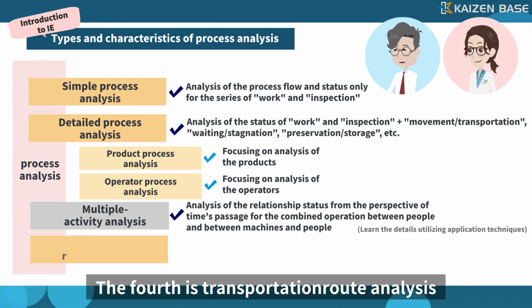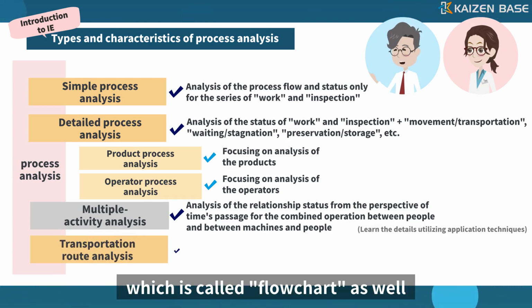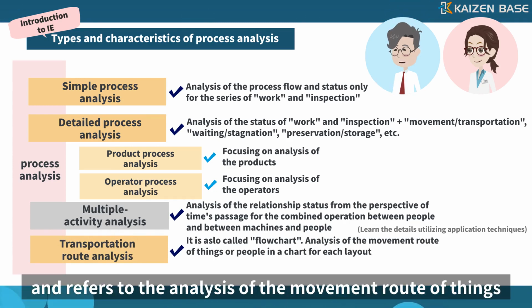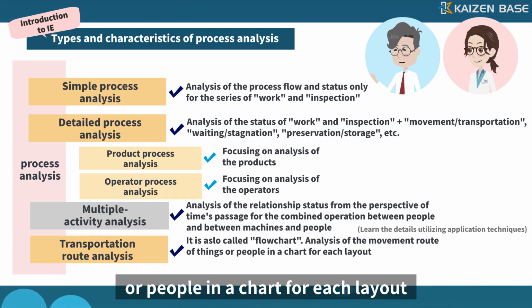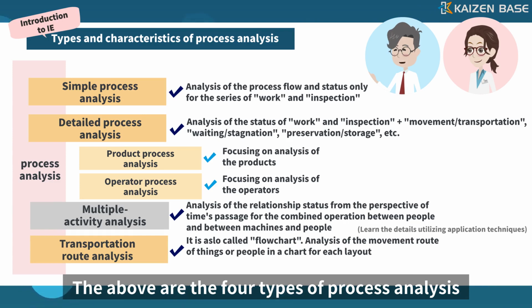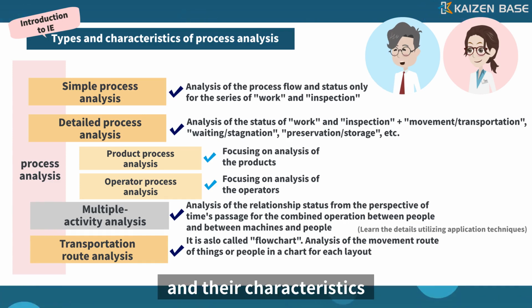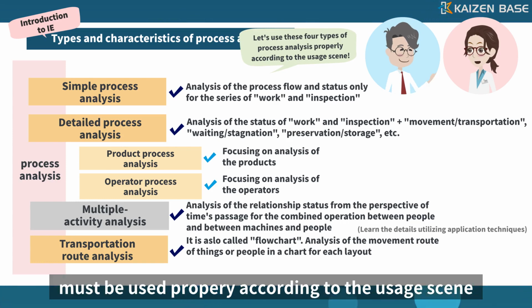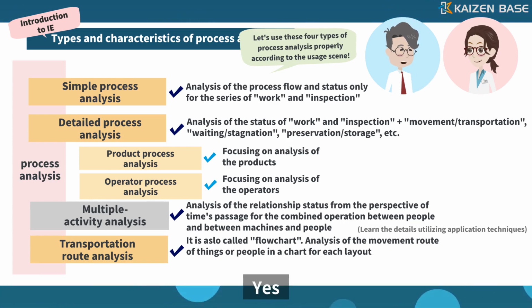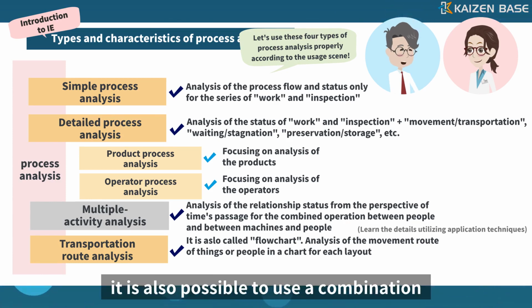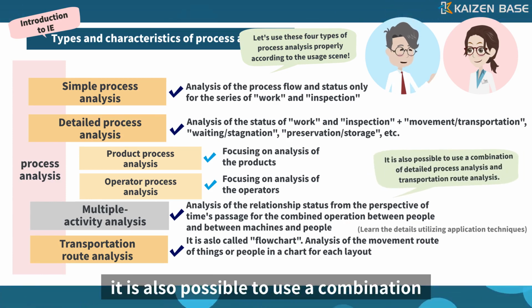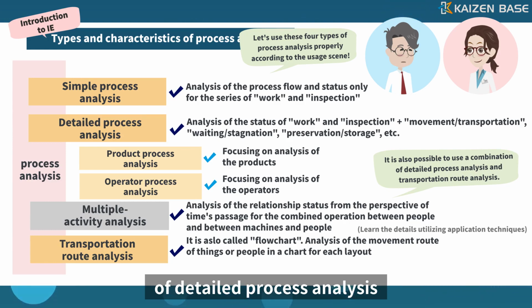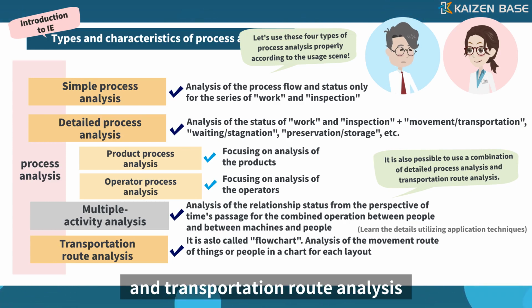The fourth is transportation route analysis, which is called flowchart as well and refers to the analysis of the movement route of things or people in a chart for each layout. The above are the four types of process analysis and their characteristics. So these four types of process analysis must be used properly according to the usage scene, aren't they? Yes. By the way, it is also possible to use a combination of detailed process analysis and transportation route analysis.